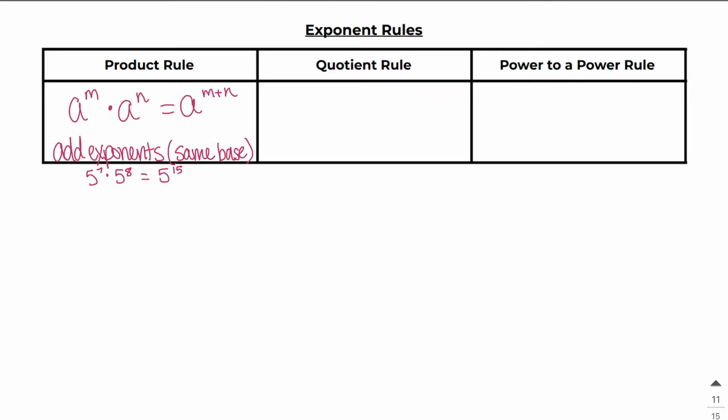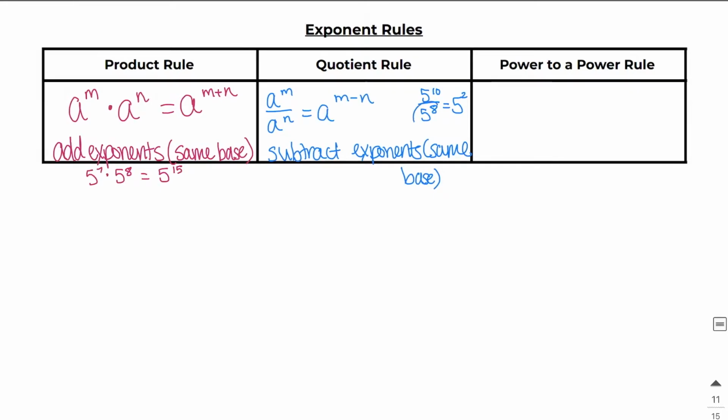So now for the quotient rule, this one says that if we have a to the power of m divided by a to the power of n, we keep the base the same, but this time we subtract our exponents. So for example, if we have 5 to the power of 10 divided by 5 to the power of 8, that would become 5 to the power of 2, because here we've got 10 fives being multiplied together. Here we have 8 fives being multiplied together. 8 of those fives cancel out. We have 2 fives left over.